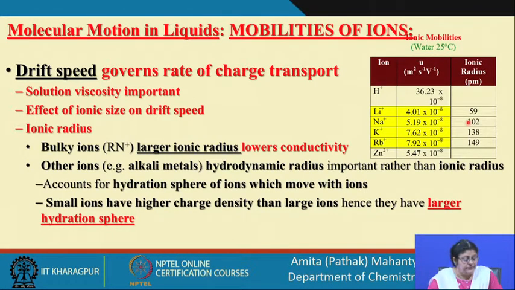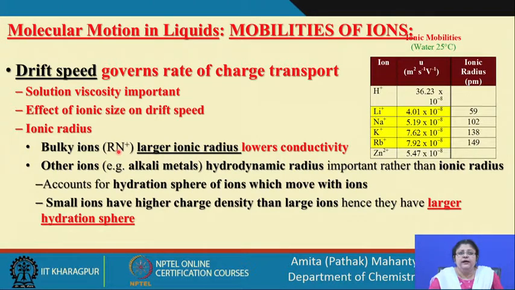So, the effects which we have: if you have a bulky ion, a bigger ion, you have a larger ionic radius. A bulkier ion will have a much bigger radius, and if you have a bigger radius, then you have lower conductance. How? The conductivity is again related to the movement of the ions. The higher the movement, the higher the speed, the higher the conductivity. The molar conductance will increase, right.